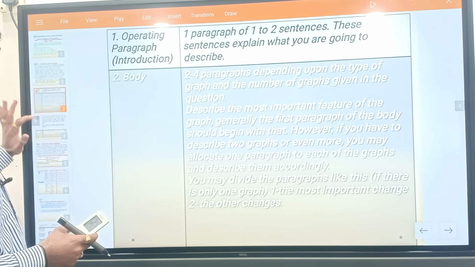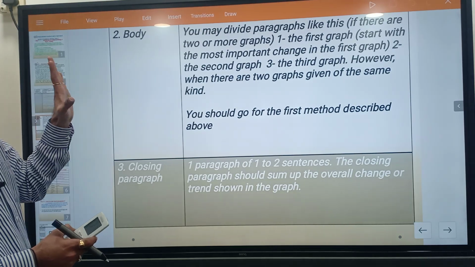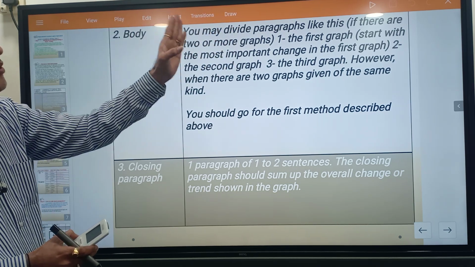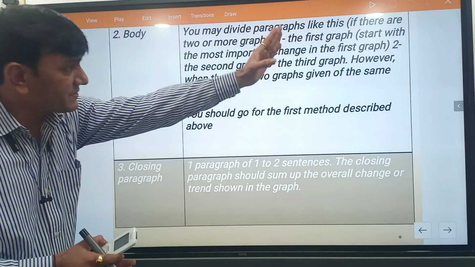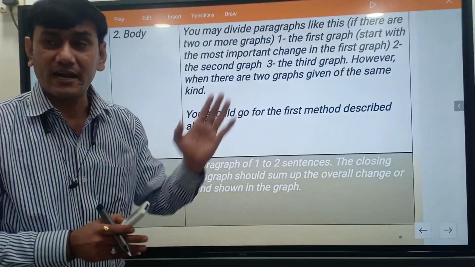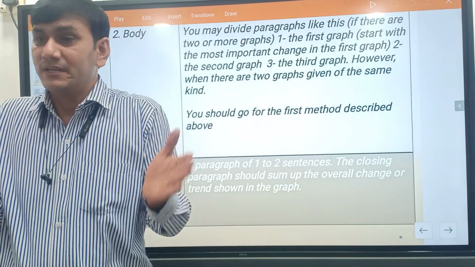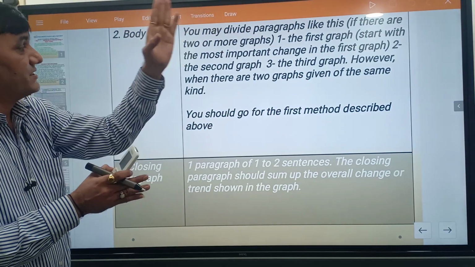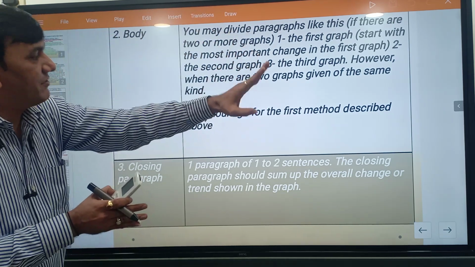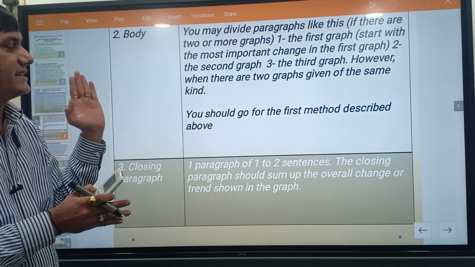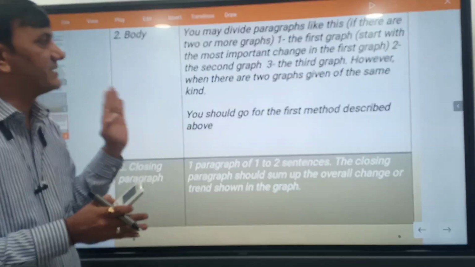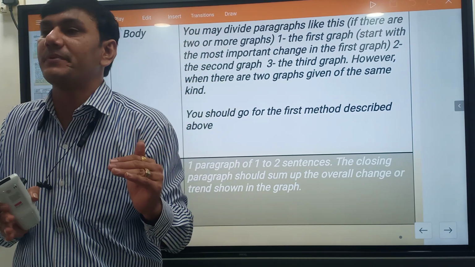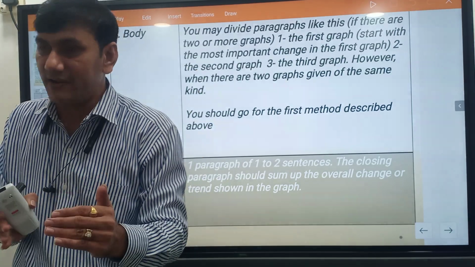Clear? Now, the most important thing is that in body, there are 2 bodies. You may divide paragraphs this way, as I told you. If there are 2 or more graphs, then first graph starting with the most important changes in the first graph. If there are 2 graphs, then in first you can write most important changes in a first graph. Second graph or third graph, however, when there are 2 graphs given of the same kind, you should go for the first mentioned described above. Did you understand what I mean to say? In each and every separate paragraph you can describe a different graph.